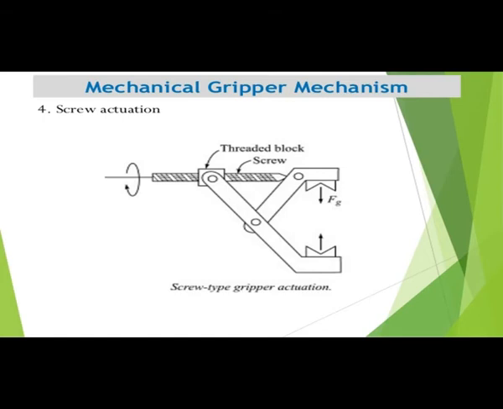Next mechanism is the screw actuation. In this figure you observe the screw actuation. In this example of screw type actuation, the screw is turned by a motor, usually accompanied by a speed reduction mechanism. When the screw is rotated in one direction, this causes a threaded block to be translated in one direction. When the screw is rotated in the opposite direction, the threaded block moves in the opposite direction. The threaded block is in turn connected to gripper fingers to cause the corresponding opening and closing action.